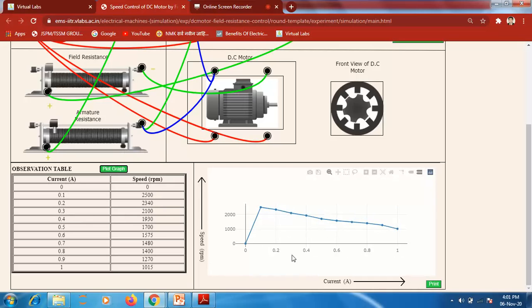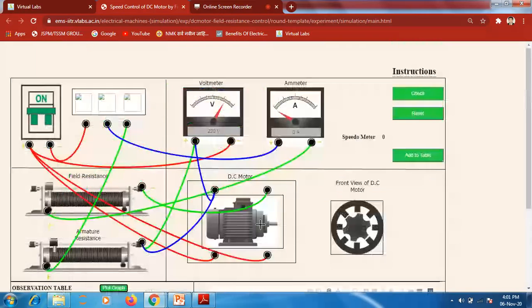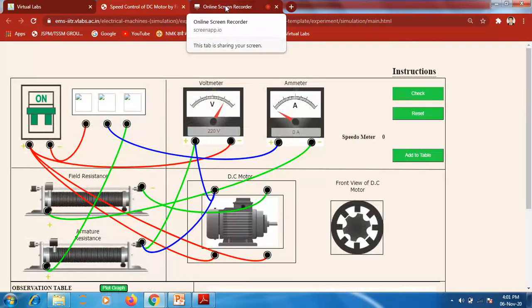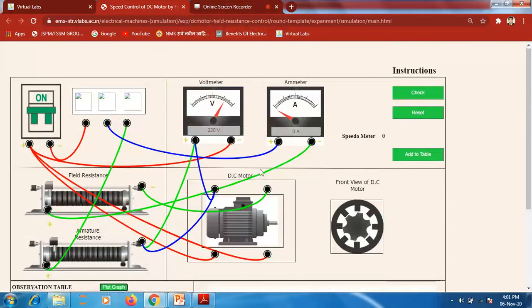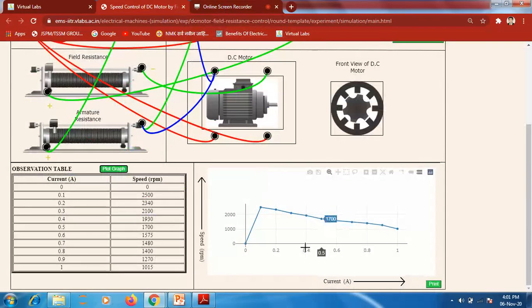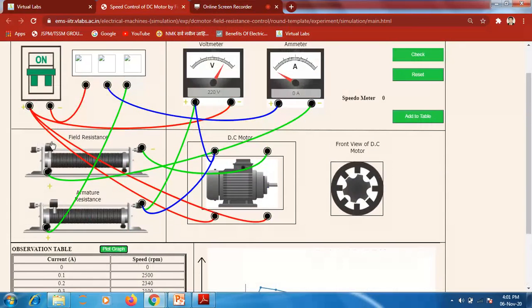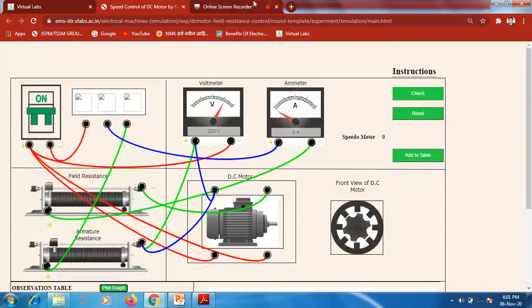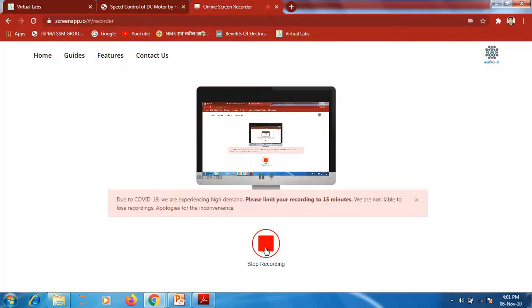Okay, means from this graph we can observe that whenever the current is going to increase in a DC shunt motor, the speed is also decreasing. The speed is also decreasing as the current is increasing. Okay students, so in this way we can control the speed of a motor by controlling the field resistance. Okay, thank you students.